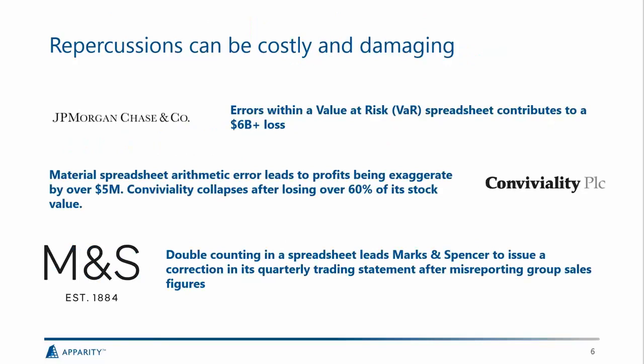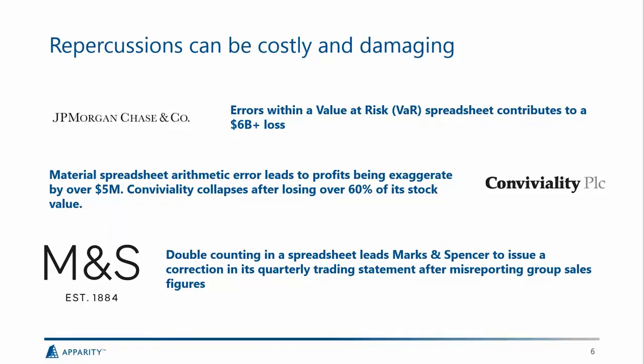Here on the screen, we'll see 3 different examples. We don't want to dive too much into each of these, but just to give ourselves a high level overview of the types of things that very small spreadsheet errors can cause, and the big impact they can have on the business. JP Morgan Chase, many of you may be familiar with an event called the London Whale, where a spreadsheet error within a VAR spreadsheet contributed to an over $6 billion loss that they had to take.